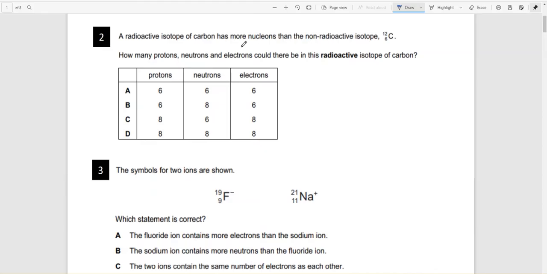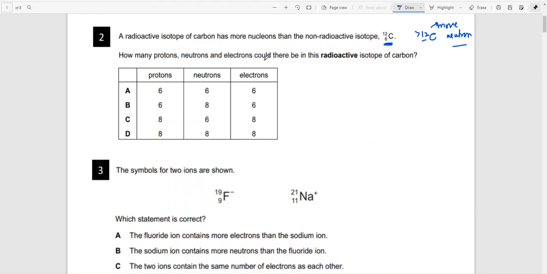Question number 2. A radioactive isotope of carbon has more nucleons than the non-radioactive isotope. This is the non-radioactive one. There is a radioactive isotope which has more nucleons, which means that its atomic mass will be greater than 12. And if its atomic mass is greater than 12, it means that the radioactive isotope will have more neutrons, because protons do not change, so neutrons will have to increase the nucleon number or the atomic mass.